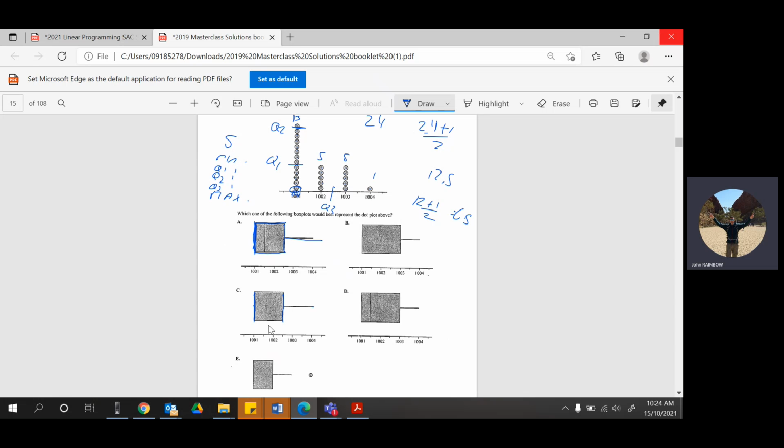Is that an outlier? 1.5 times this. Well, I can see just visually that it won't be, because that's 1.5. That's going to be 1.5. So it has to be 1.5 times 1.5 times bigger. So I know that line can go all the way out. Therefore, it has to be C.